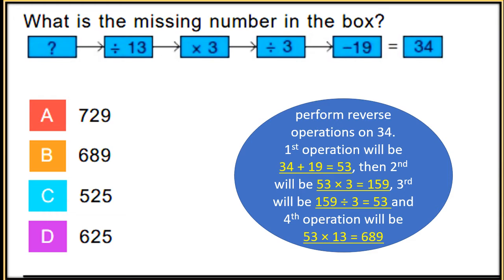Now third will be divide by 3. So 159 divided by 3 will be 53. Then fourth operation will be into 13. So 53 into 13 will be 689, which is option B.